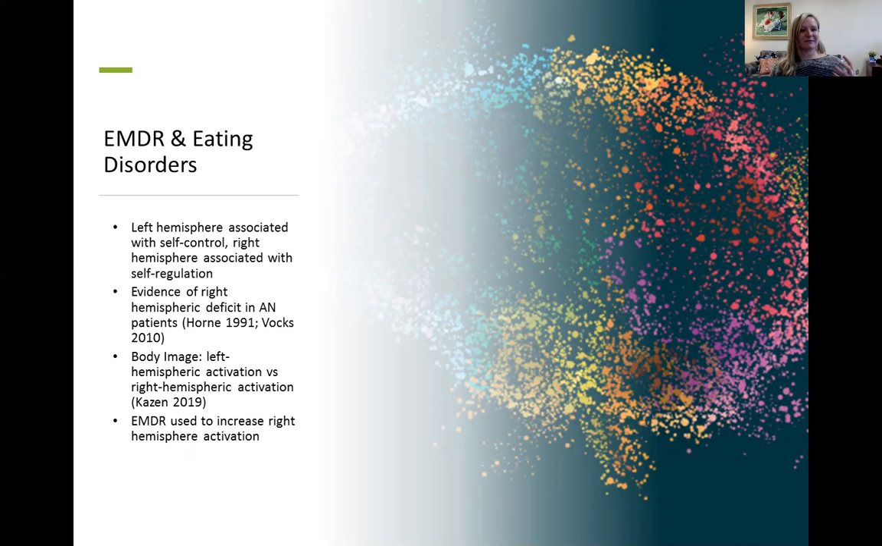And so what they found is that there might be a right hemisphere deficit in anorexia nervosa patients, that self-regulation part. And so the bilateral stimulation, that back and forth, can help increase right hemisphere activation so that that self-regulation part can increase. And it's shown that this can help with body image.